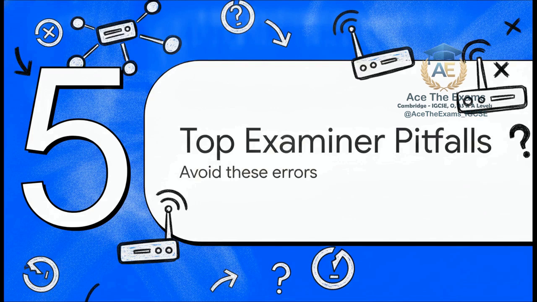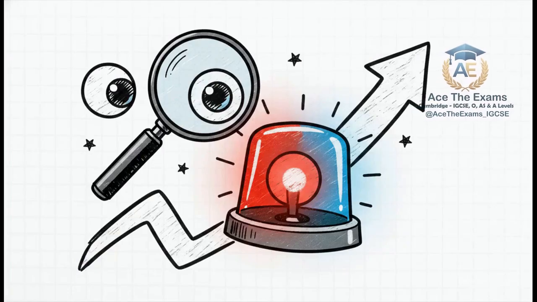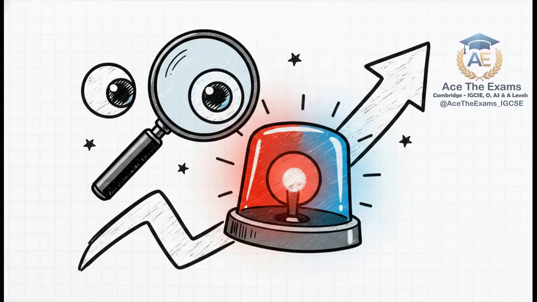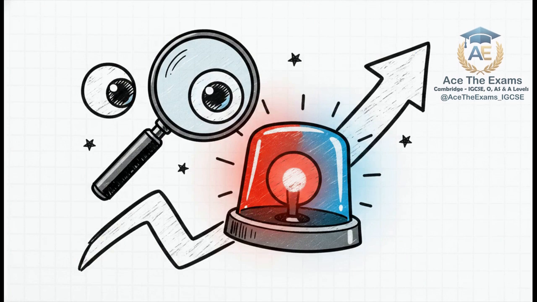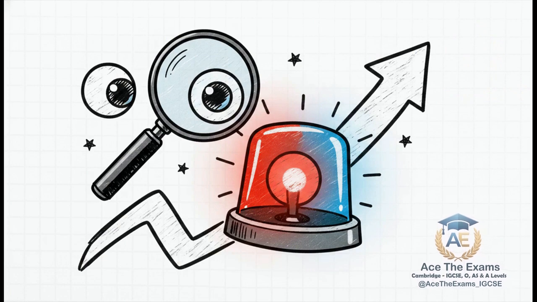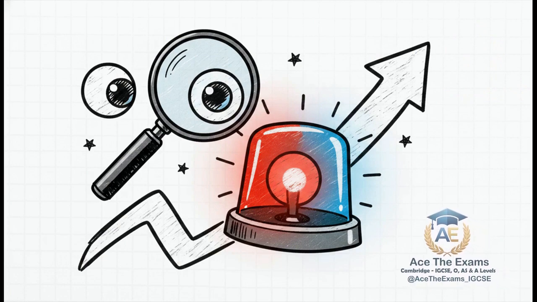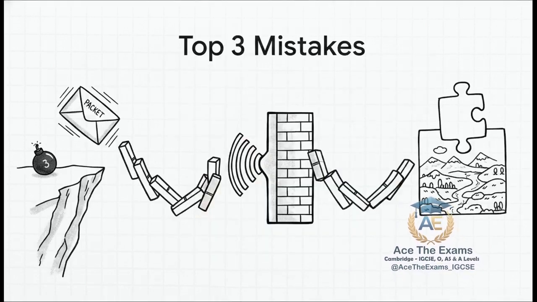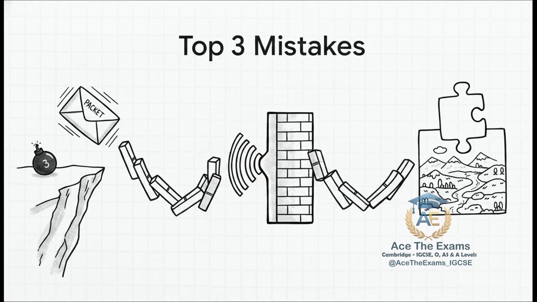And finally, Section 5, Top Examiner Pitfalls. Okay, listen up, because we have reached our final section, and it is arguably the most important one to internalize before you do your next past paper practice. Consider this a massive examiner alert. The principal examiner reports are practically begging students to stop making these next 3 recurring mistakes. If you can just avoid these, you are already so far ahead of the curve. Let's look at how these errors cascade into real point losses.